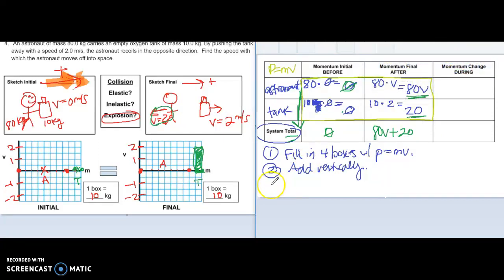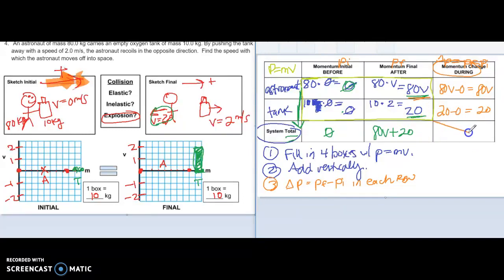Now, in step 3, you're going to do your change. Remember, this is your delta P, which is final minus initial. Here's your final, and here's your initial. So delta P equals P final minus P initial in each row. In the first row, I'm going to have 80V minus 0, which is just 80V. And in this row, I have 20 minus 0, which is just 20.